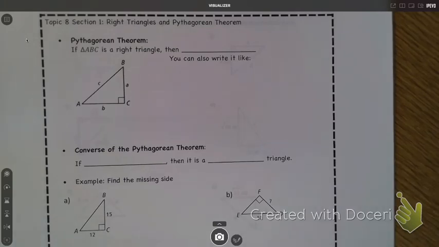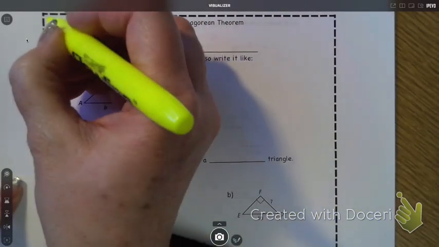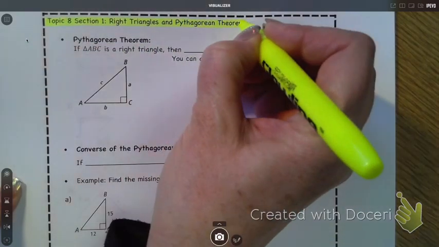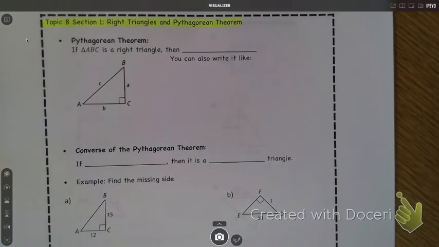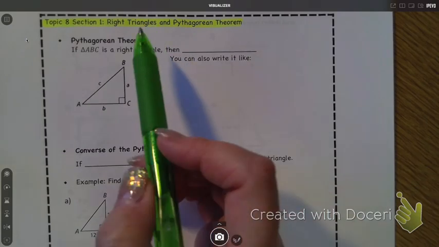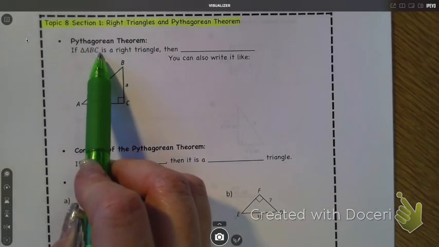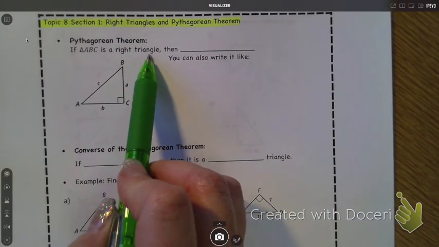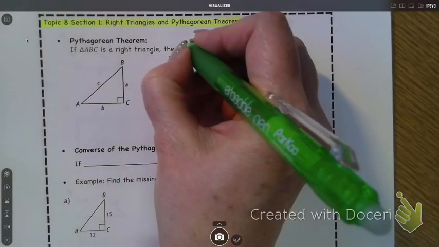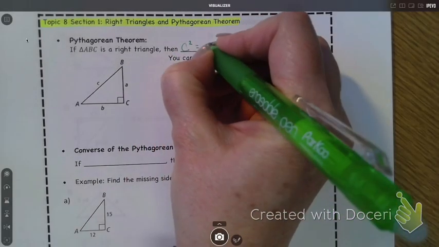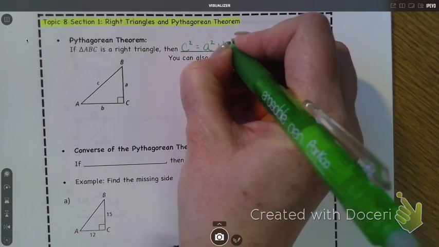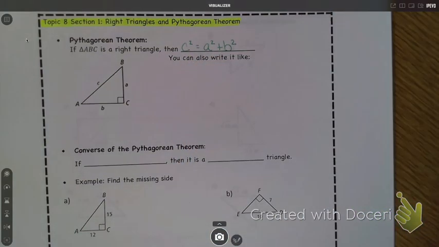Okay, so 8.1, we are splitting 8.1 into two or three sections. We're going to be focusing just on the Pythagorean theorem. All last week we went over solving square roots because you were going to need to. So the Pythagorean theorem says if ABC is a right triangle, then C squared equals A squared plus B squared. That is the Pythagorean theorem.